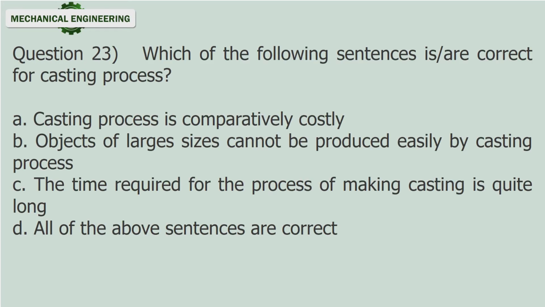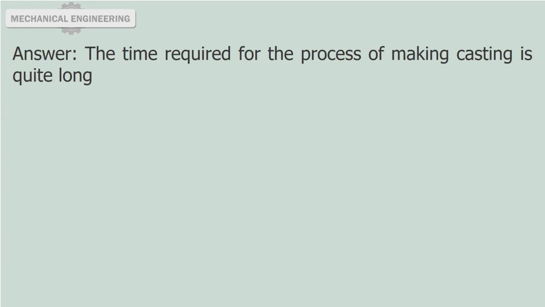Question 23. Which of the following sentences are correct for casting process? A. Casting process is comparatively costly. B. Objects of large sizes cannot be produced easily by casting process. C. The time required for the process of making casting is quite long. D. All of the above sentences are correct. Answer: the time required for the process of making casting is quite long.